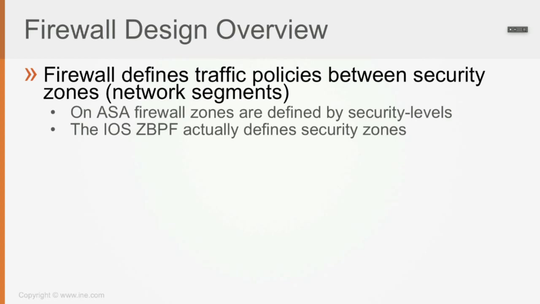We're going to see in a couple, but on the ASA firewall, as soon as you define security levels, by default those will behave like the security zones from the firewall point of view. While on the IOS zone-based policy firewall, you're going to define security names or zones, and those are going to be security zones by names, not by security levels.